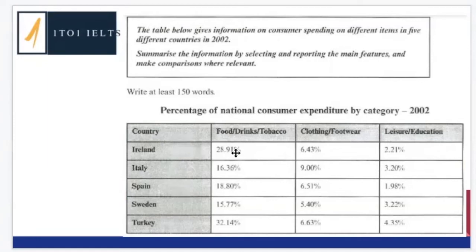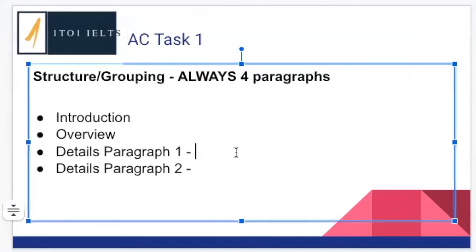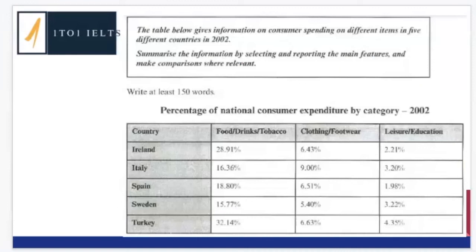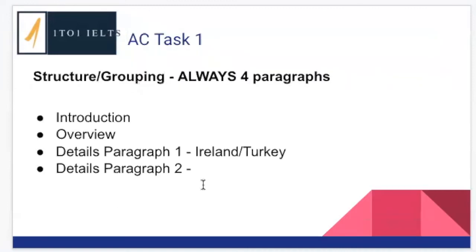And then with a table like this, we're going to find the chunk of the table, the subcategory, which is the highest, and then look at this. So we can see that Turkey and Ireland are clearly above everyone else. So that's how we're going to do this. Where are we? Turkey. And then Italy, Spain, and Sweden.